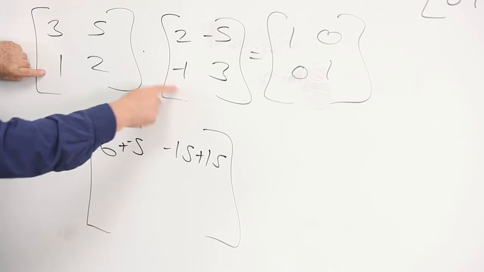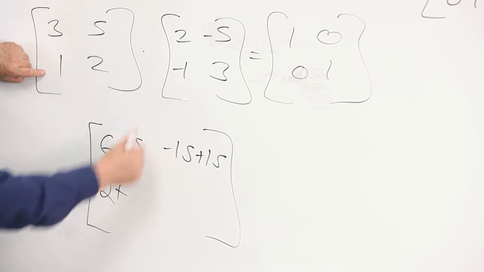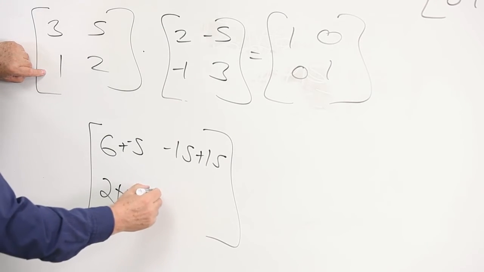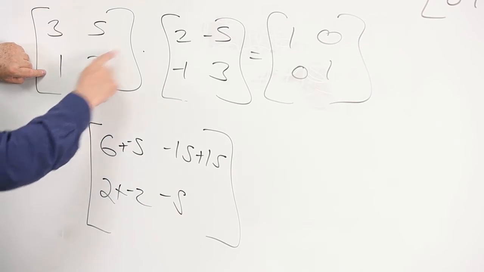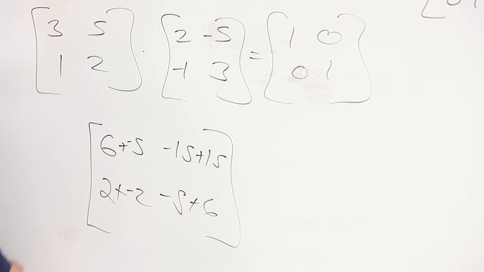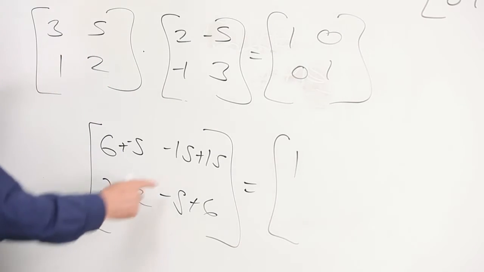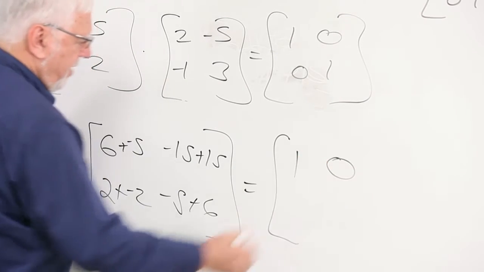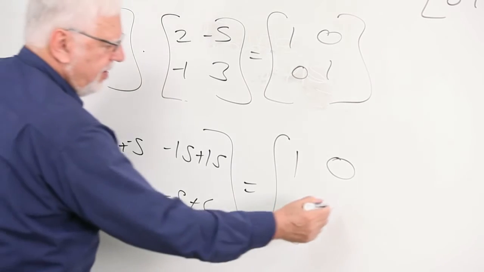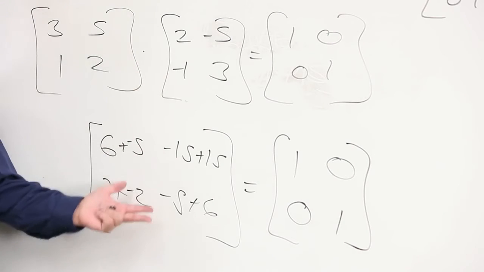This row times this column, 1 times 2 is 2, plus 2 times a negative 2 is a negative 2. This row times this column, a negative 5, and 2 times 3 is 6. And when we add these together, what do we get there? We get a 1. We add these together, we get a 0. We add these together, we get a 0. And we add these together, we get a 1. So it did work. A little complicated.